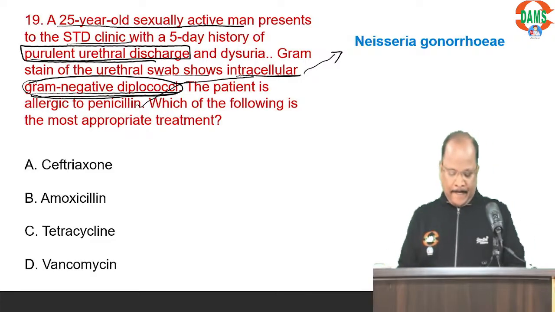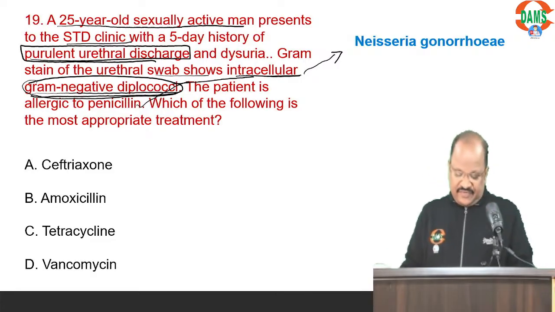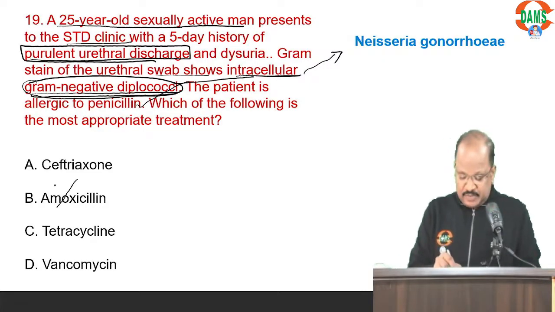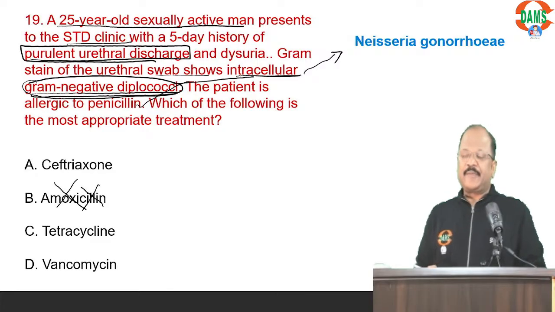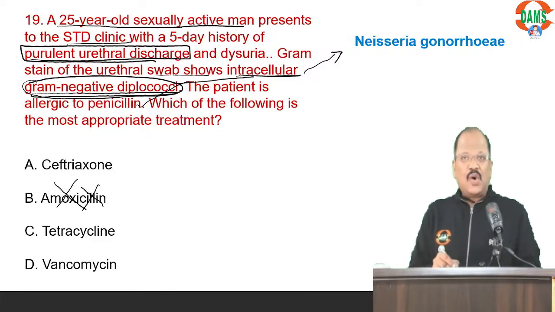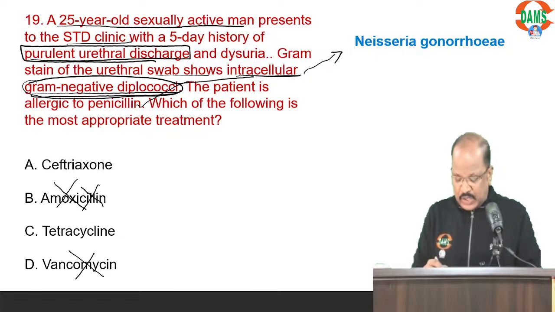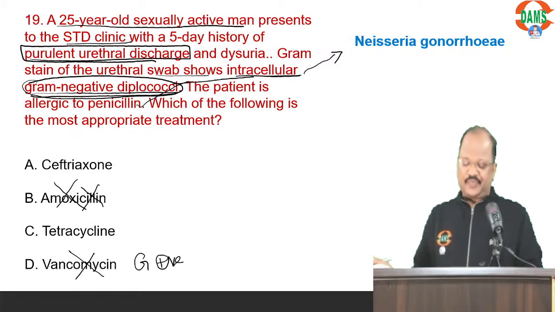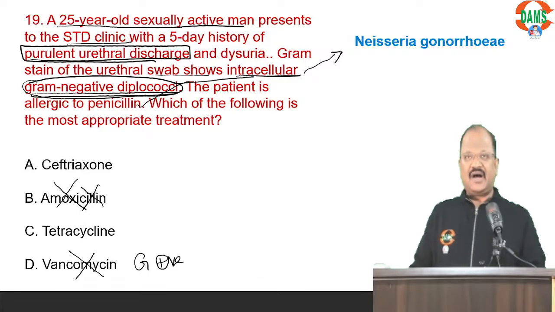ceftriaxone. Now look here. The options are ceftriaxone, amoxicillin, tetracycline, vancomycin. I cannot go for amoxicillin because the patient is allergic to penicillin. Next, vancomycin, never. Vancomycin is useful only for gram-positive infection, not for gram-negative. So rule out. So the only options are A or C. Now, what is the best answer?